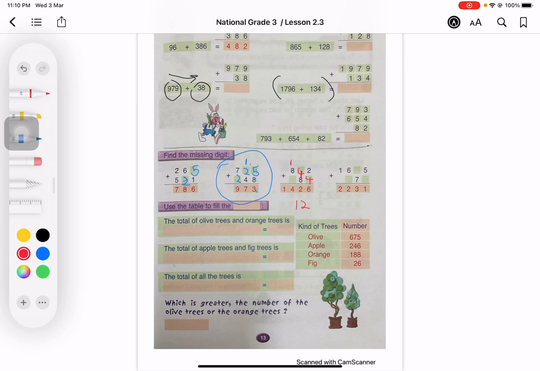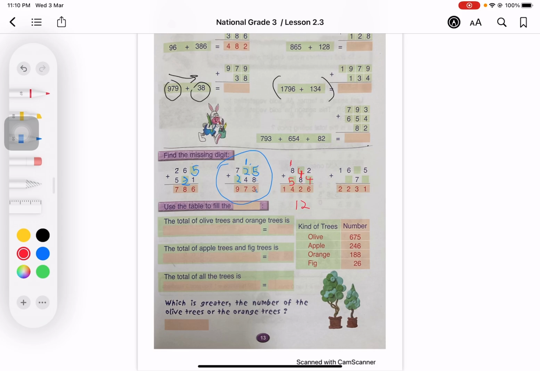2, and 1 above. 1 plus 8, 9. The 9 becomes 14. It's not 4, it's 14. How much do you add to the 9 to become 14? Yes, it is 5. So that's 1 plus 8, 9. 9 plus 5, 14. You will write the whole number. It will be 1,426. Now, let's do the last one.